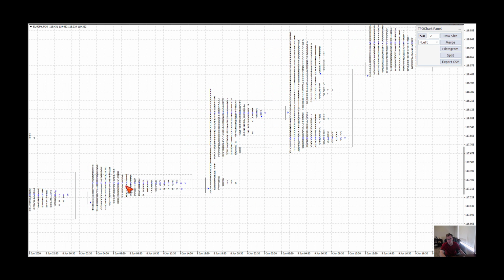It usually lines up to be your point of control anyway, but it doesn't necessarily have to be. The point of control is just the fairest price for the whole day or session or whichever the profile is built on.